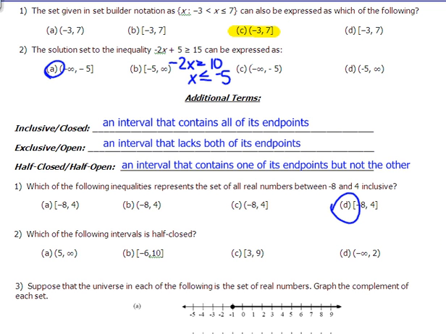Which of the following intervals is half closed? You have to look at your options. The only one that has mixed symbols is C. Suppose the universe of the following is the set of real numbers. Graph the complement. This isn't too bad.